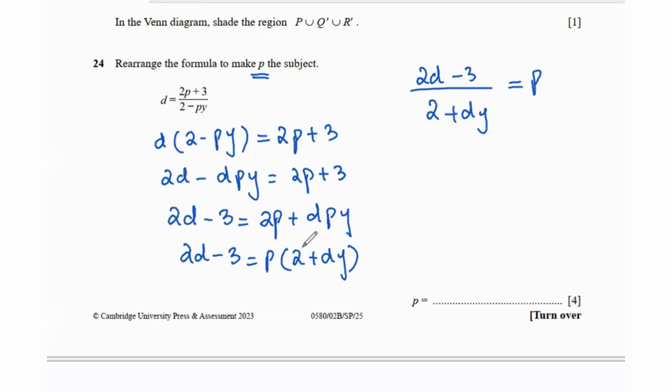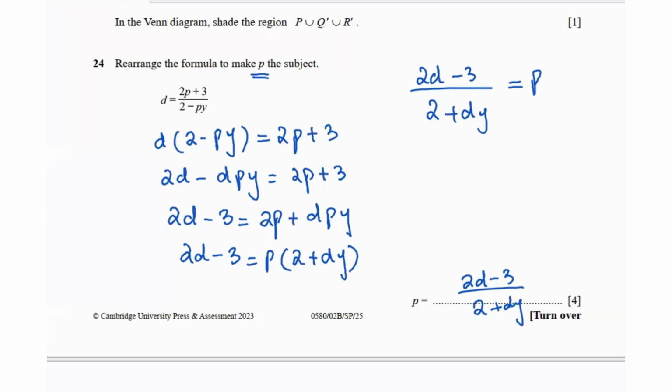If you notice in the previous step, we successfully made one P present. Previously there were two P's. So when we took the P common, there was one P. And since there is one P, we can easily take the other bracket to the left-hand side to make P alone. So after doing that, we're left with 2D minus 3 over 2 plus DY. And P is the subject of the formula.